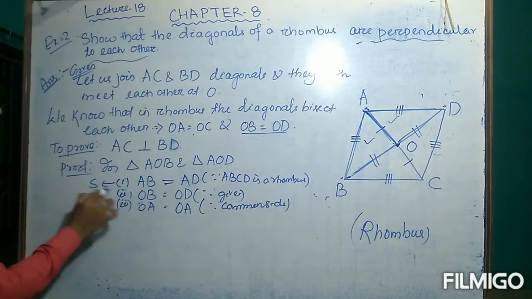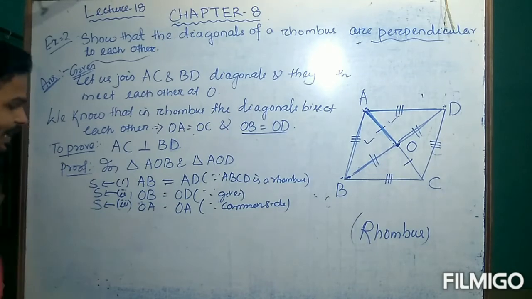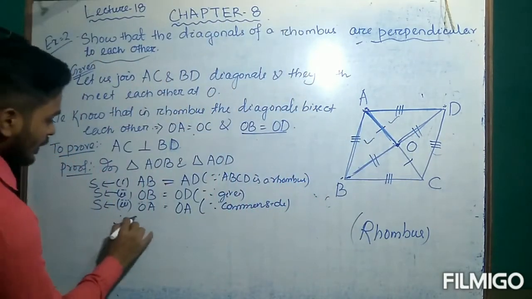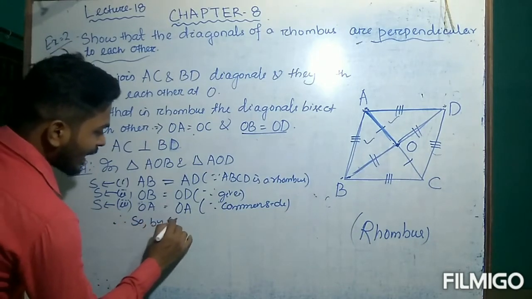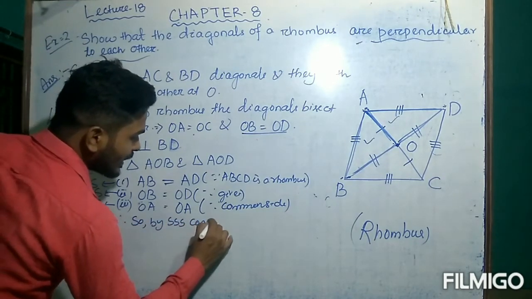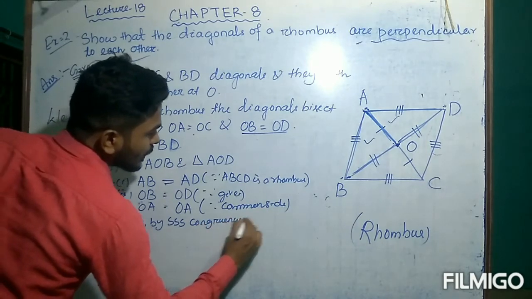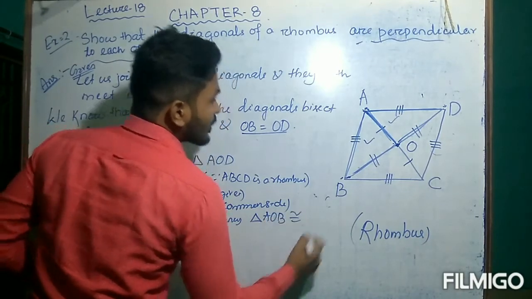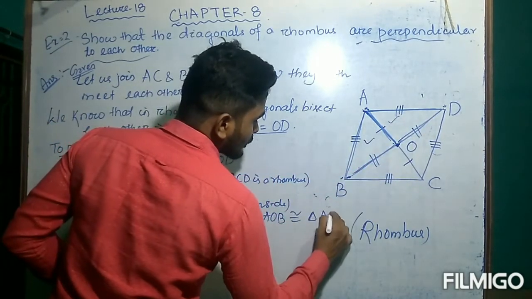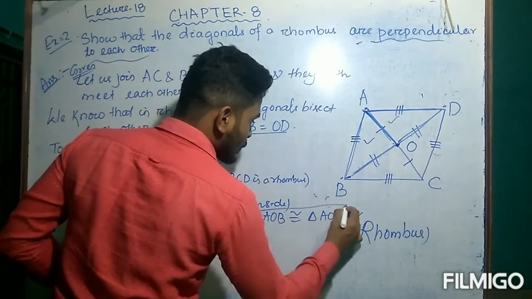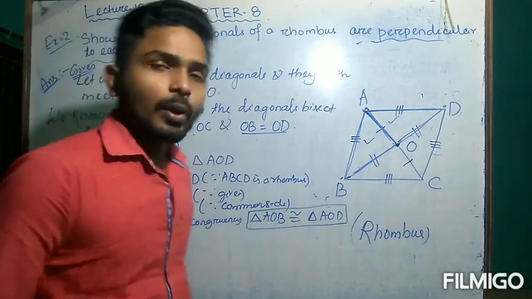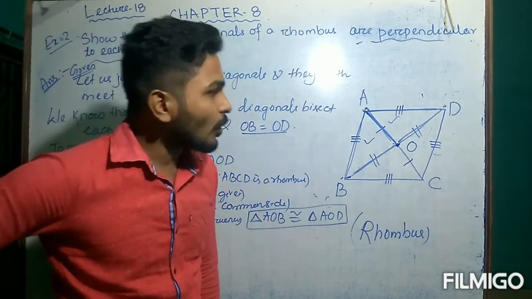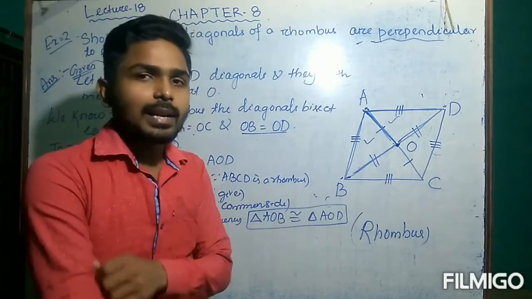So by SSS congruency, triangle AOB is congruent to triangle AOD. Understood? Now we have proved that these two small triangles are congruent. Now remember axiom number 7.2: if any two triangles are congruent, then their corresponding angles and corresponding sides must be equal.